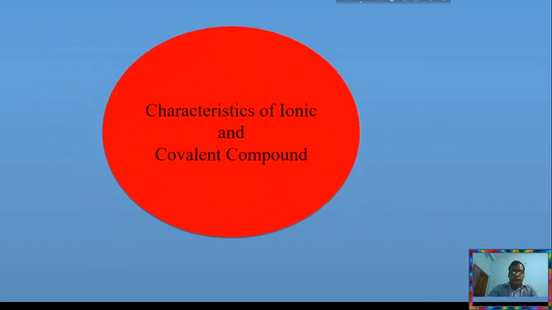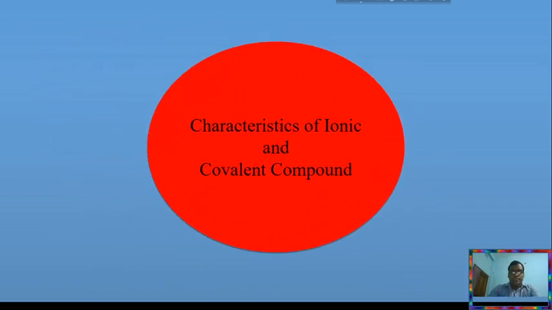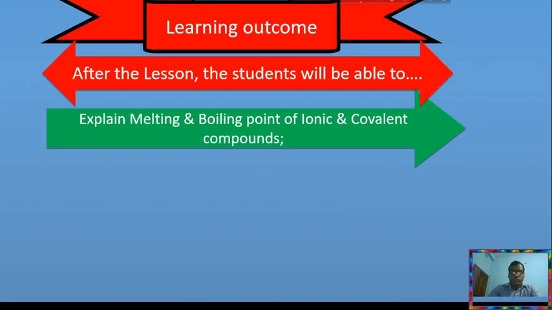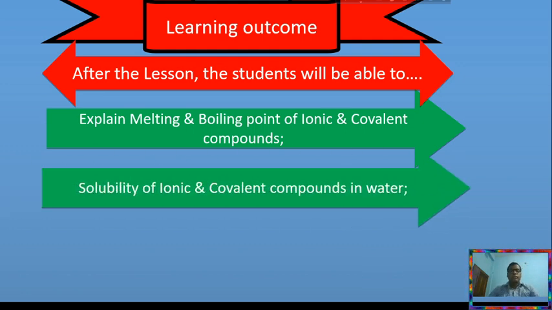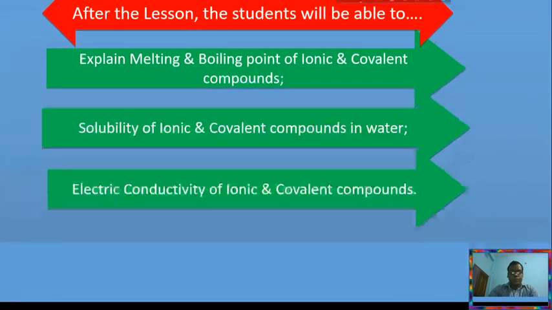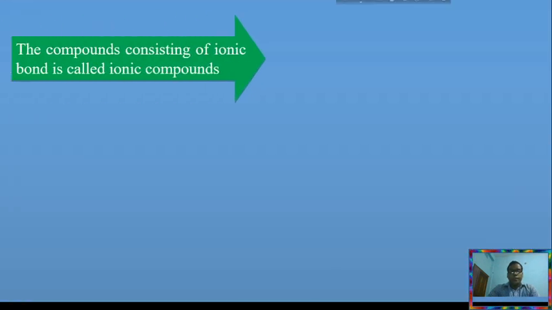So our today's topic is characteristics of ionic and covalent compounds. Our learning outcome after the lesson: the students will be able to explain the melting and boiling points of ionic and covalent compounds, why the melting and boiling points of the compounds are different, the solubility of ionic and covalent compounds in water, and finally the electric conductivity of ionic and covalent compounds. So my dear students, follow along.